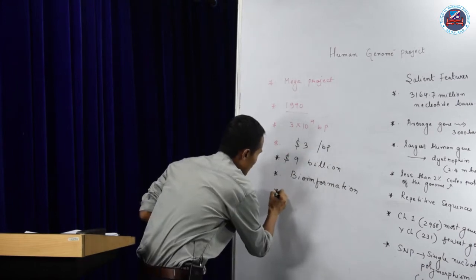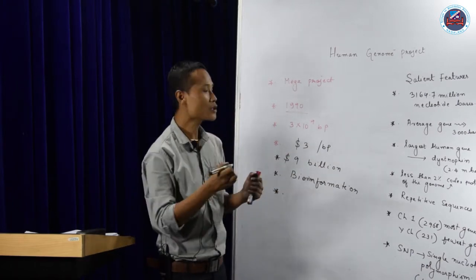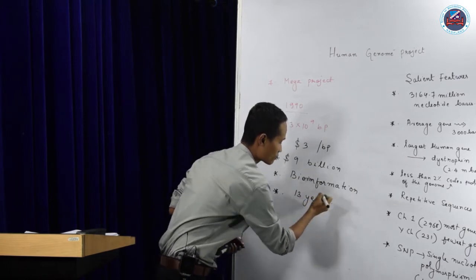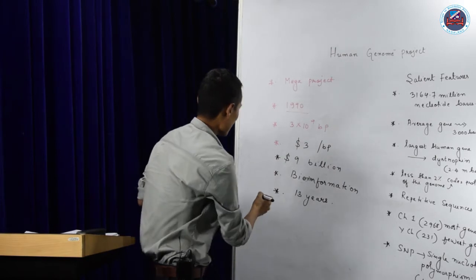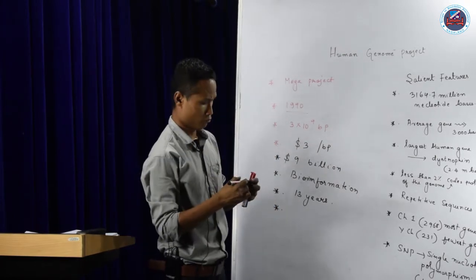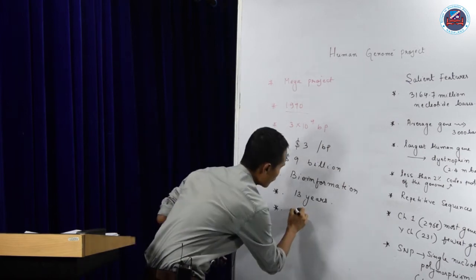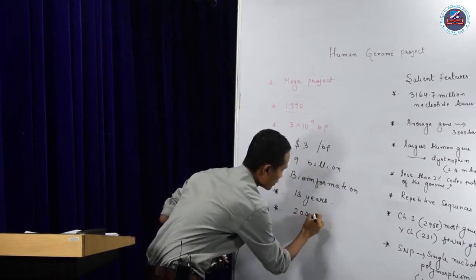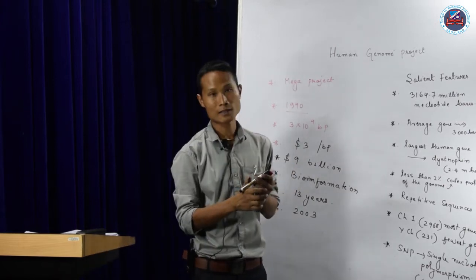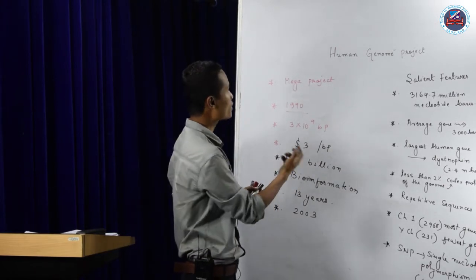Next, they wanted to complete this project within 13 years. So in 2003, that was the estimated target for the Human Genome Project to be completed.